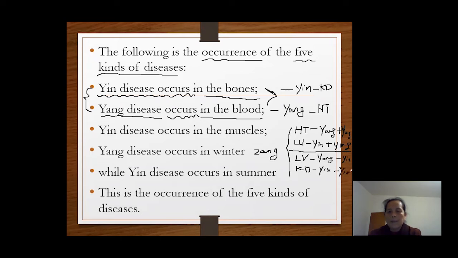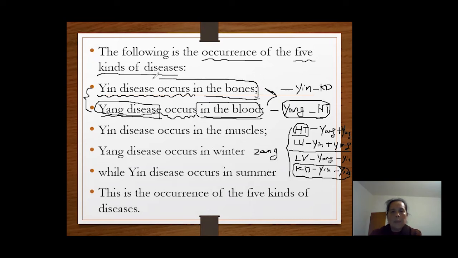So that's just 2 examples here. Why is the heart yang within yang organ? Because it is mainly a yang organ here, so it happens for yang illness or yang disease. The heart controls the blood, so we say yang illness happens in the blood. And within the yin organ is the kidney. The kidney controls the bone, so illness happens in the bone.